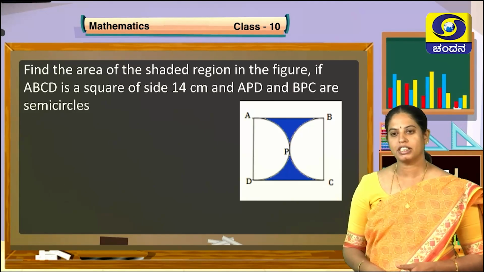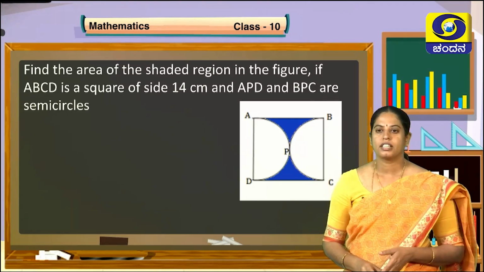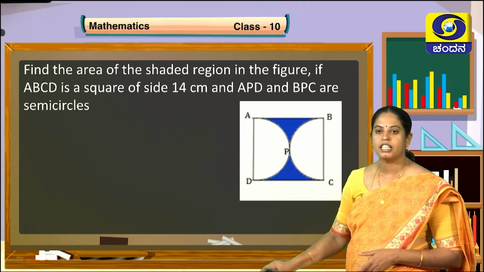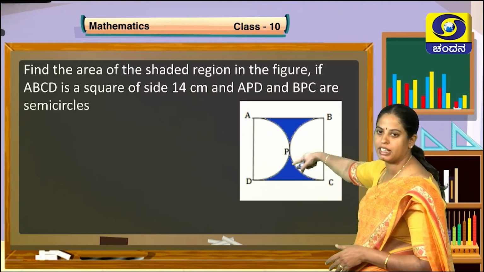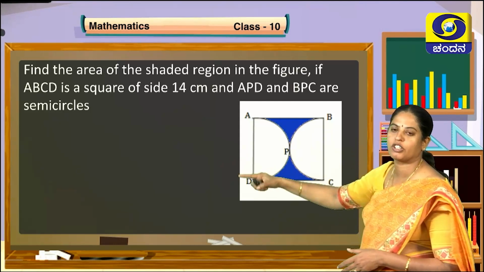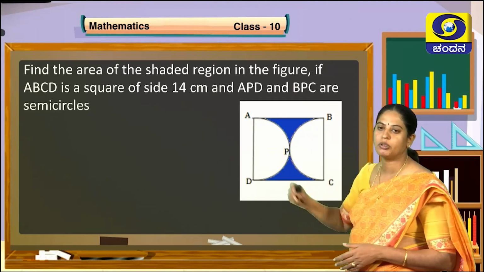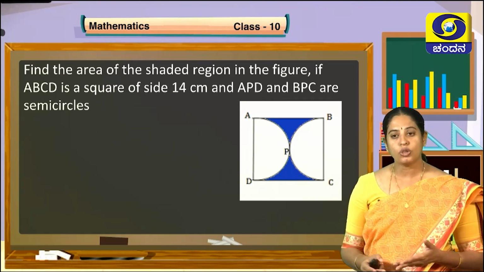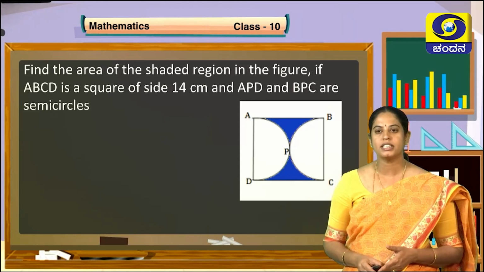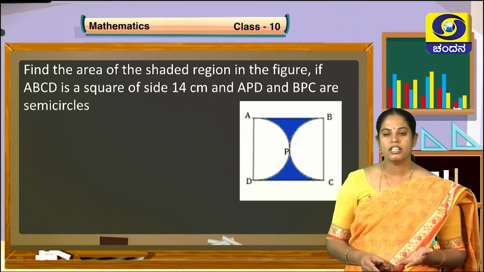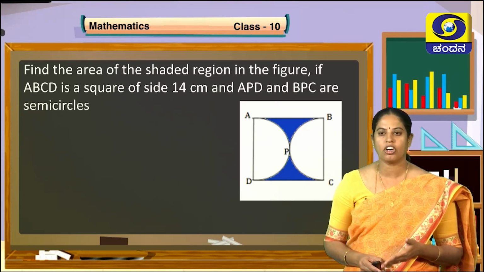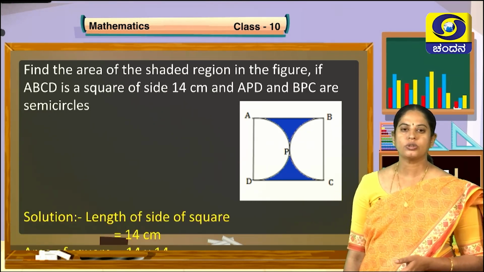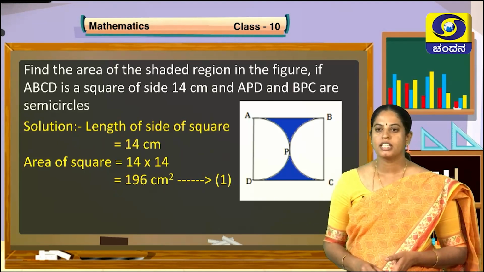How to find the area of this shaded region? I think you already guess what to do. Yes, few of you already know the steps. That is, if we subtract the area of the semicircles APD and BPC from the area of the square, we can easily get the area of the shaded portion. So, you know the steps. You know how to find the area of the square, and you also know how to find the area of a semicircle. If you know the radius of a circle, you can easily find the area of a semicircle or a quarter or the sector. Yes. So, by using suitable formula, we will solve this problem.